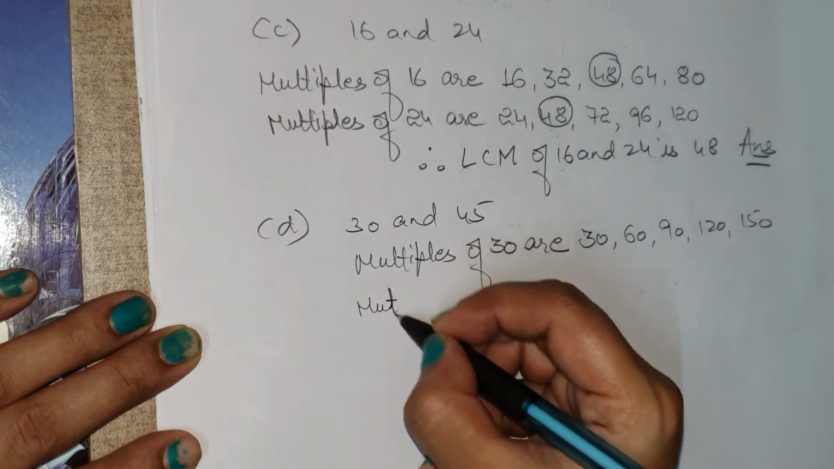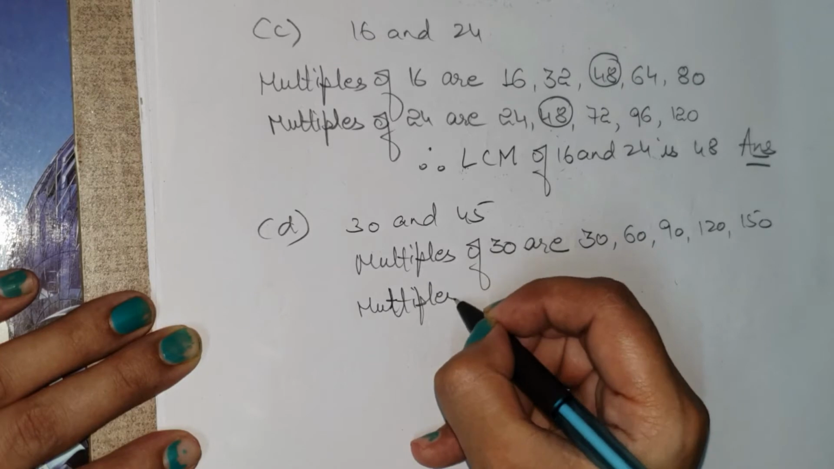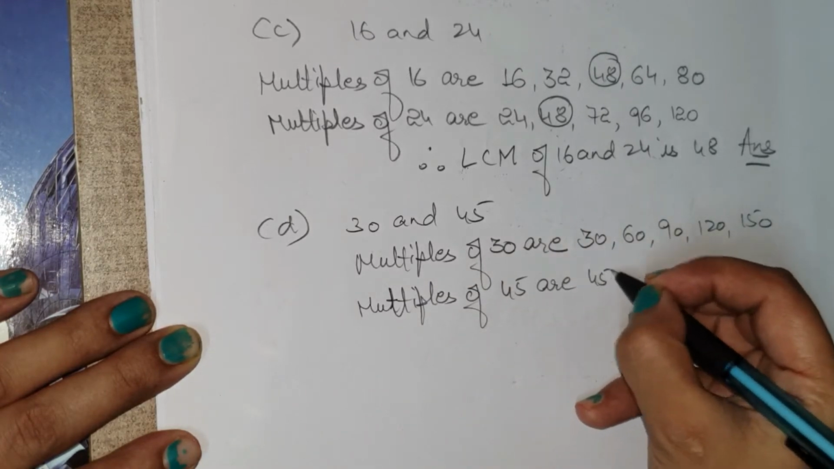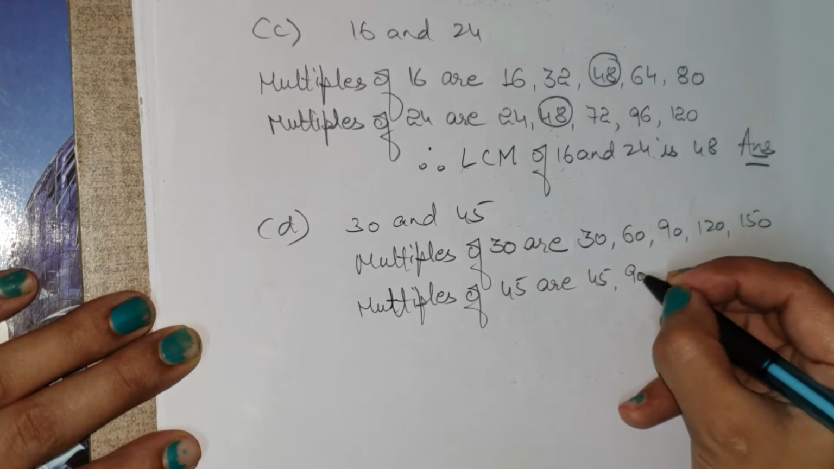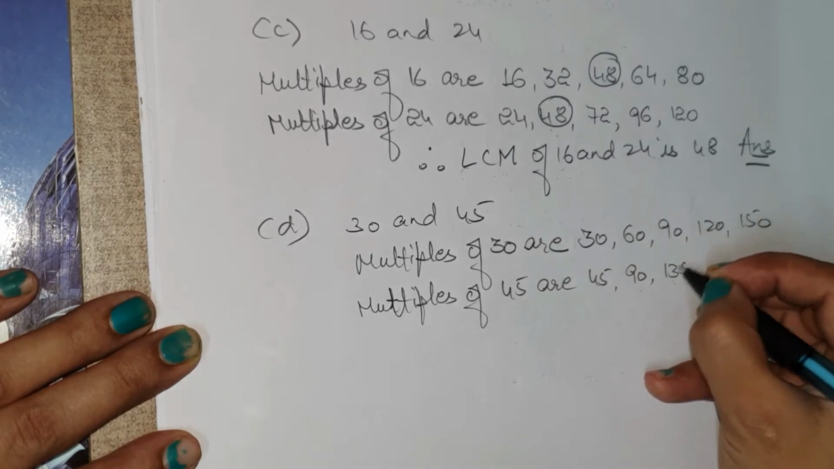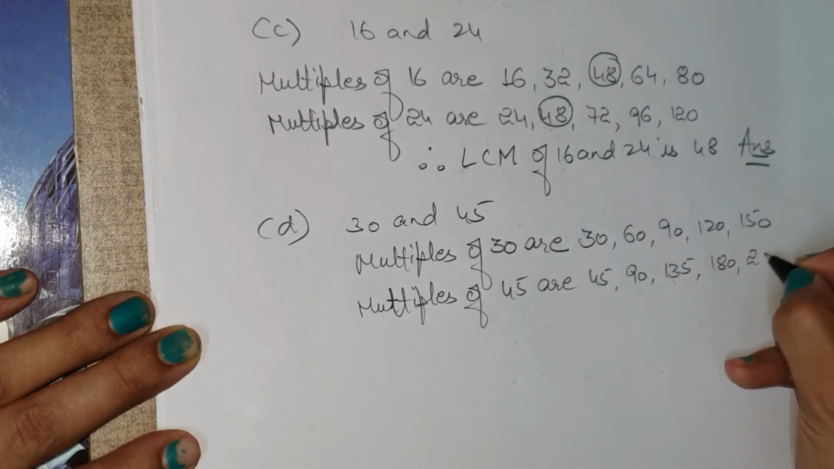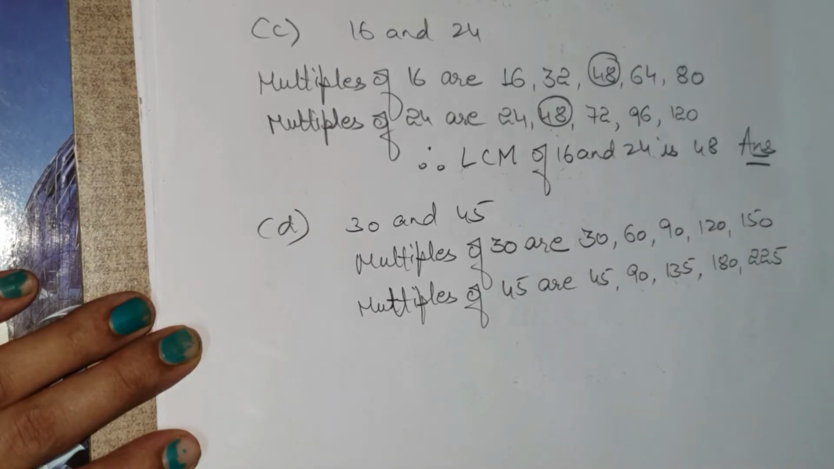Then in the next step you will write multiples of 45. So the multiples of 45 are: 45 ones are 45, 45 twos are 90, 45 threes are 135, 45 fours are 180 and 45 fives are 225.